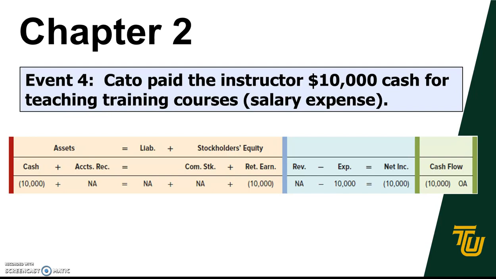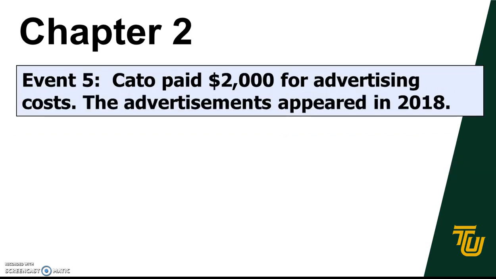All right. Let's take a look at another transaction. Event 5. Cato paid $2,000 for advertising costs. The advertisements appeared in 2018. We're working in the year 2018, and we paid for a cost related to that year. Hopefully this sounds like a familiar transaction. We can think of any cost, any expense. We could use those words interchangeably. So we have another cash expense. We paid $2,000 for an expense.